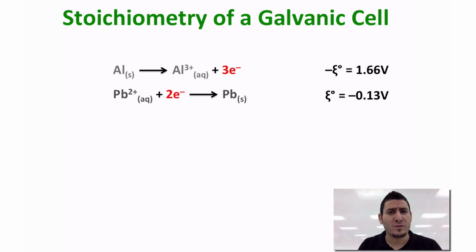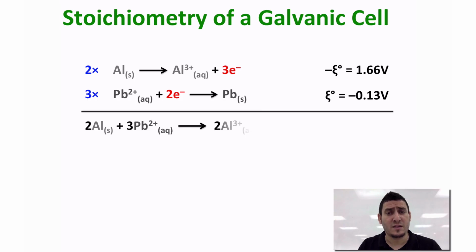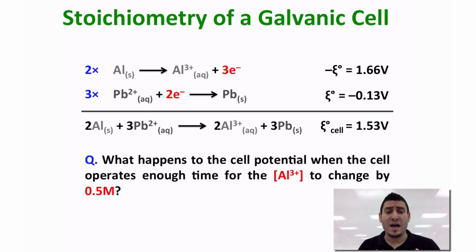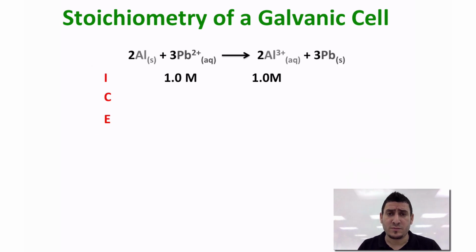Let's remember now the redox reaction in this cell. You can go back to my previous video on standard reduction potential to review how to calculate the standard cell potential. The question now is, what happens to the cell potential when the cell operates enough time for the concentration of aluminum 3+ to change by 0.5 molar?